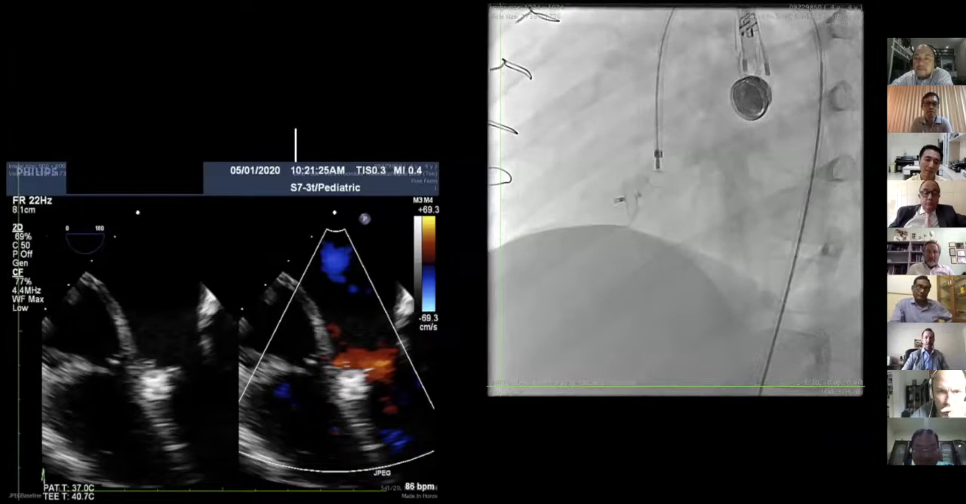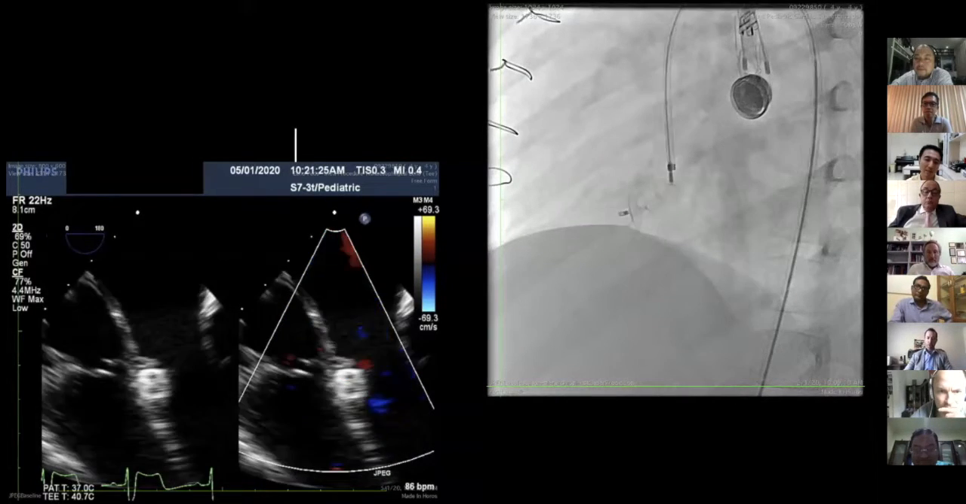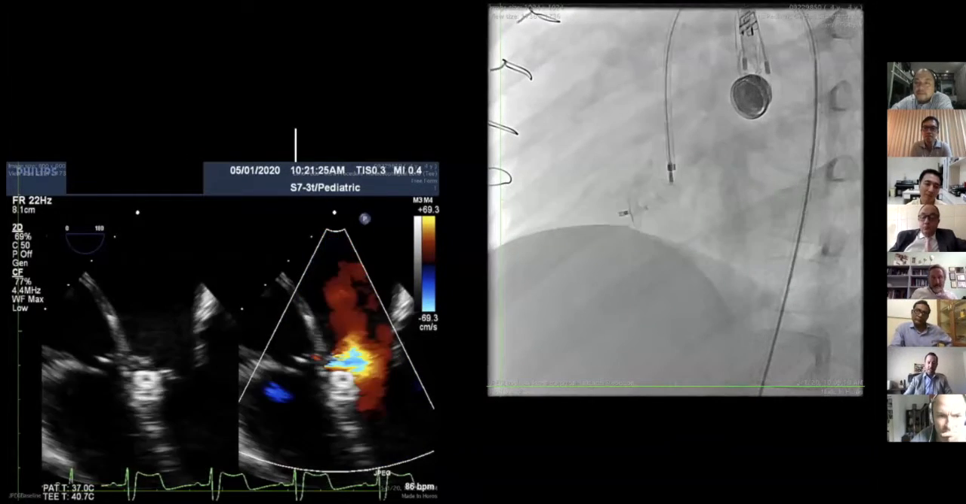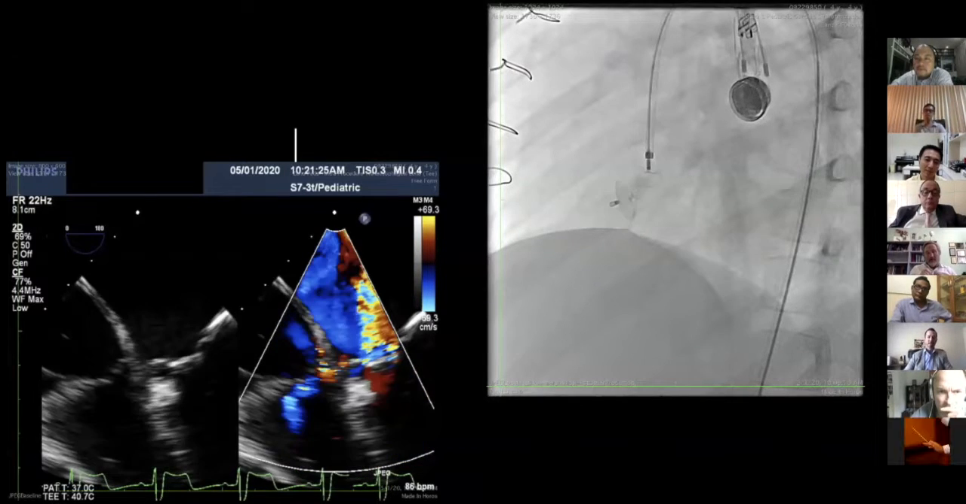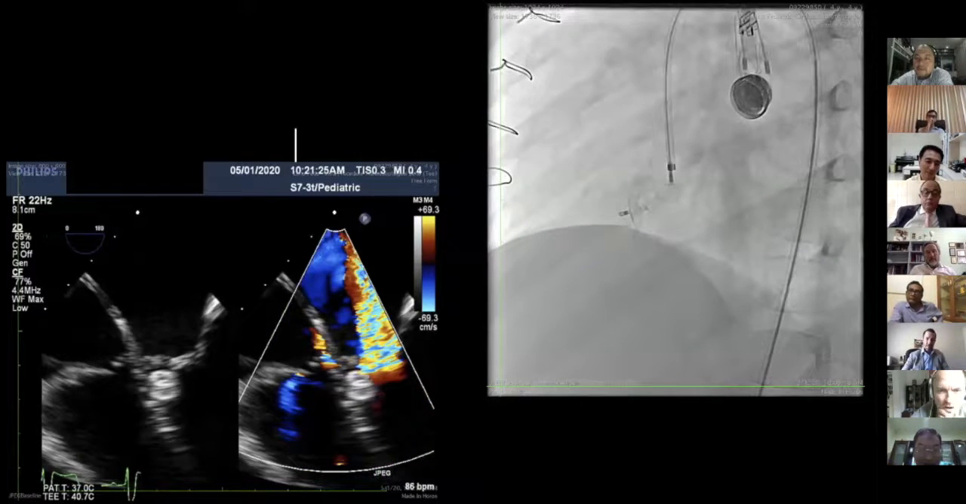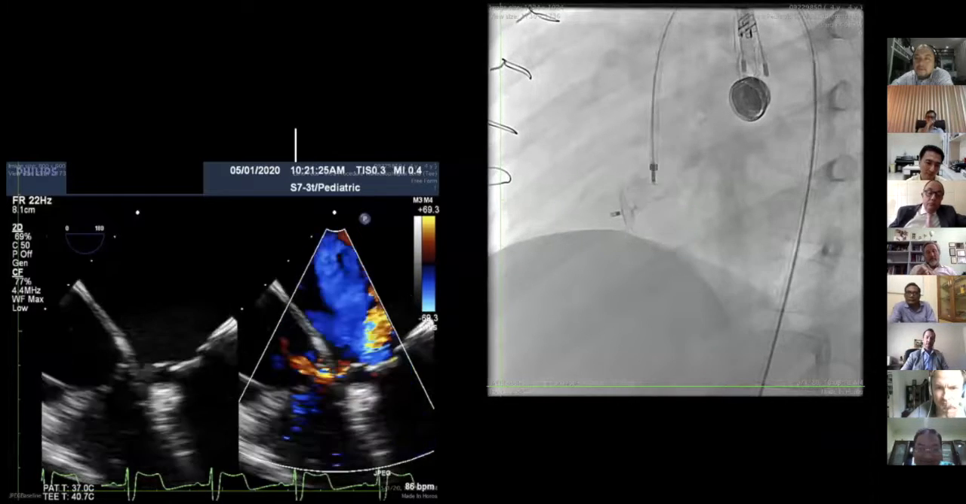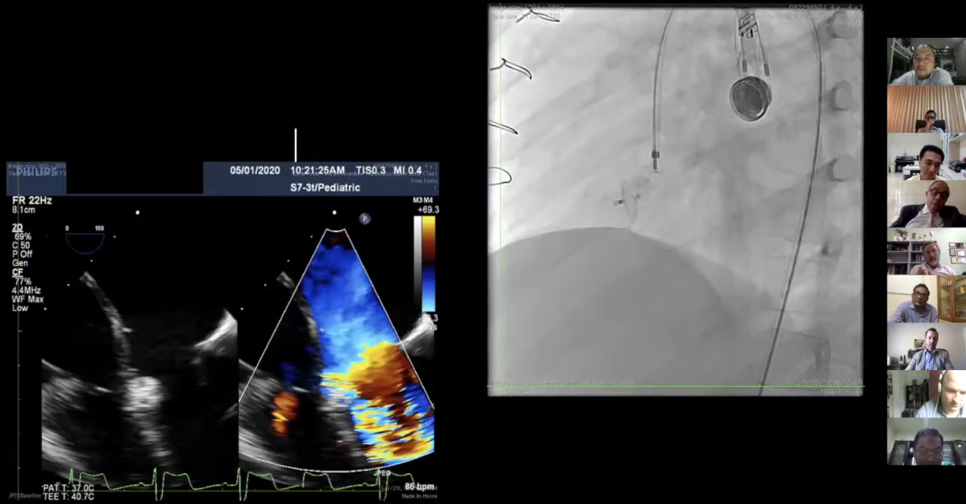So we were able to pull that back, and then we deployed the left ventricular side, and you can see this is a 6-4 device. We measured the defect at 5 millimeters, and even then there's still some constriction on that left ventricular side.